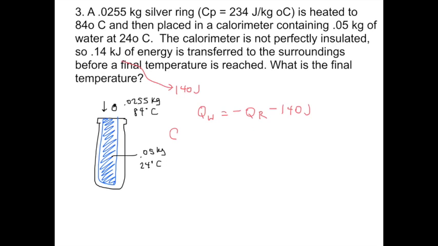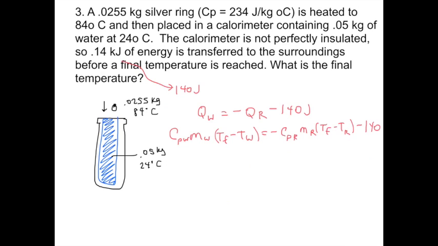So we have, and this is a repeat from problem 1. If you need to refer back to that to see how I'm getting to these variables, then go back to problem 1. So we have specific heat capacity of water times the mass of the water times final temperature minus the initial temperature of the water. That's all equal to negative specific heat capacity of the ring, I'll call that R, times mass of the ring, times final temperature minus initial temperature of the ring, and then also minus 140 because that's this lost energy that we have. Now we're ready to plug in the values.